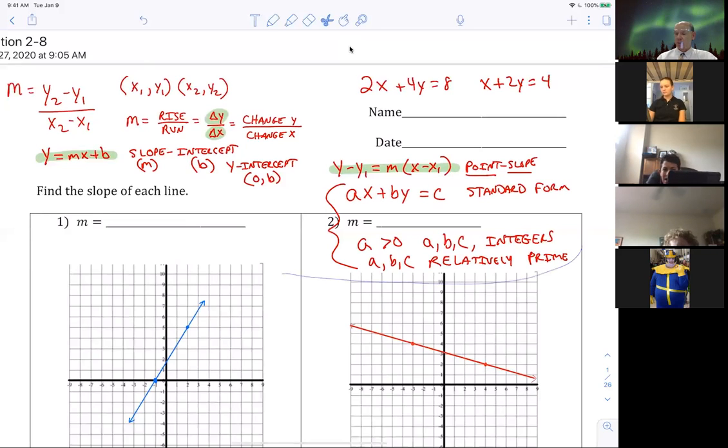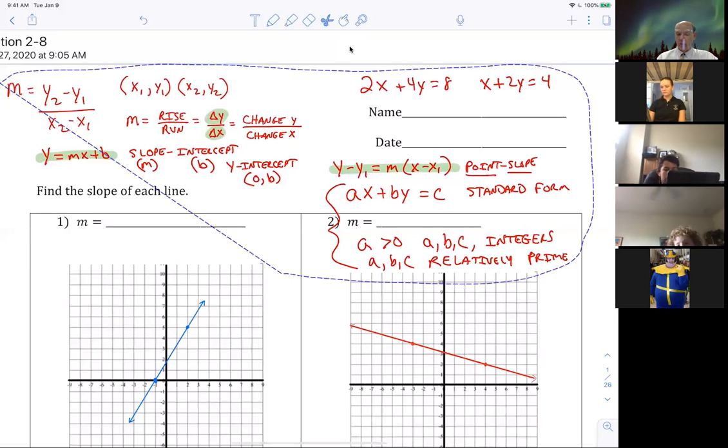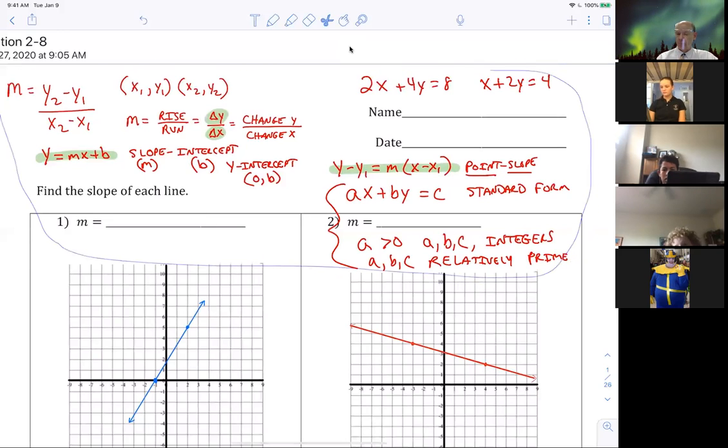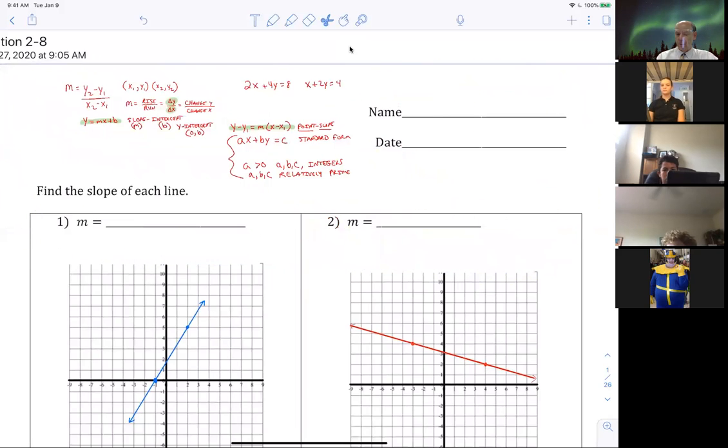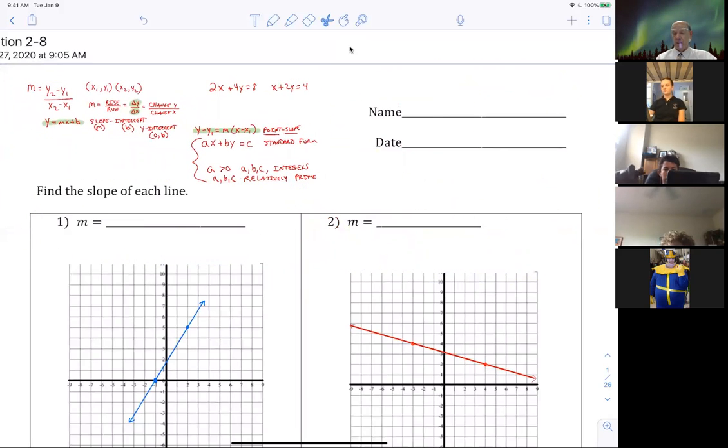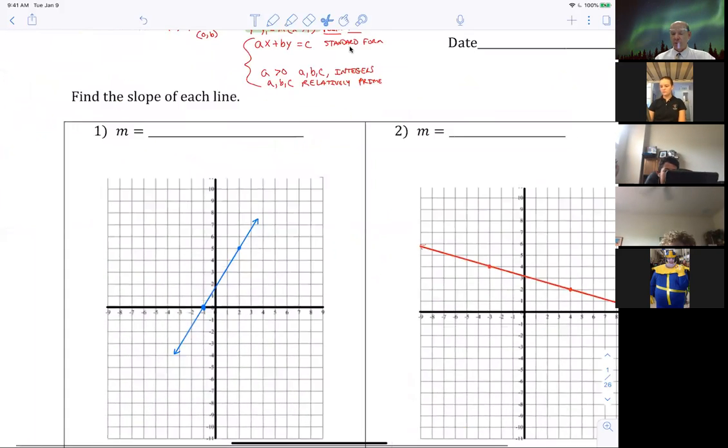All right, so what I'm going to do is circle this up a little bit. And I'm going to, all right, I love Notability. All right, everybody good?